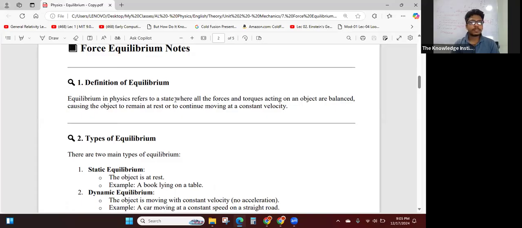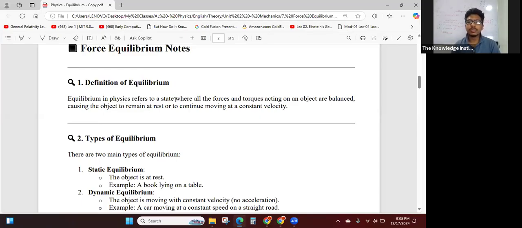So you can recall Newton's first law. What does Newton's first law say? Unless an external unbalanced force is applied, the objects which are stationary remain at rest, and objects in motion remain at constant velocity. Okay. So equilibrium means the state of an object, whether it is at rest or moving at constant velocity.